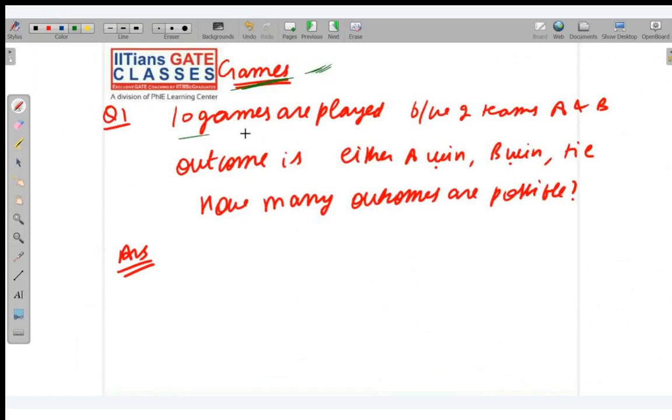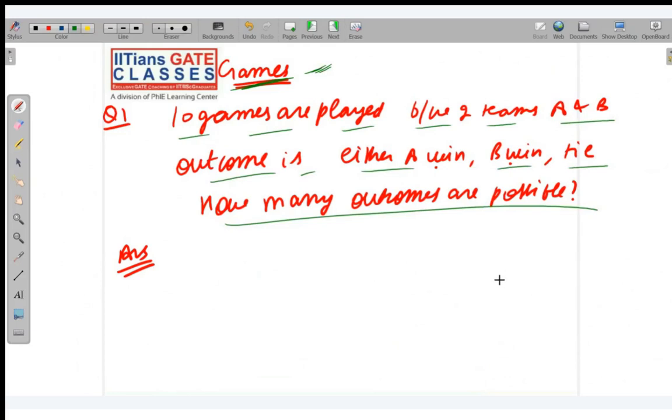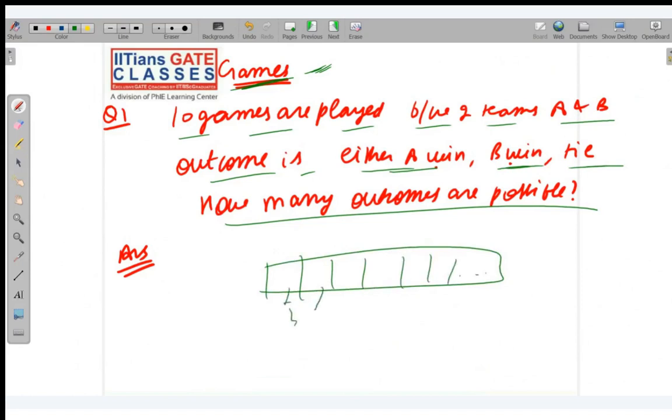10 games are played between two teams A and B. Outcome is either A wins, B wins or tie. How many outcomes are possible? This is very simple. 10 games are played between two teams A and B. So tell me about the first game. What is the possibility of the outcome of the first game? Either A wins, B wins or tie. So 3 possibilities. Second game, again 3 possibilities. Third game, again 3 possibilities. So I think you have got it. 10 games, so you will make 10 boxes. Everywhere 3 possibilities. So 3 power 10 is the answer.